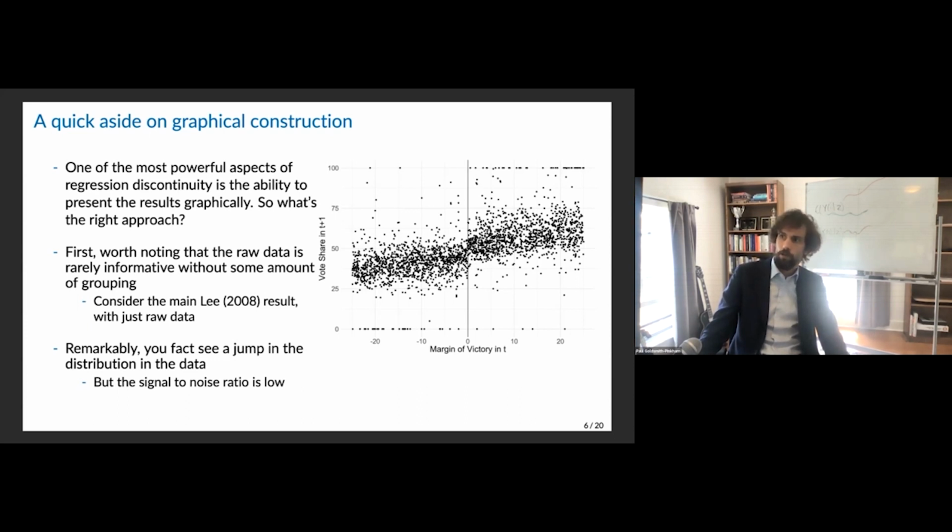But in this one, I'm literally plotting every data point. The margin of victory is on the x-axis. Here's the vote share on the y-axis. What's remarkable is you can actually see the jump that happens. You can see there's this discontinuous aspect in the vote share in t plus 1, the probability of winning next time. But the signal to noise ratio is kind of low. You could probably get more out of this than what you're getting by plotting the raw data.